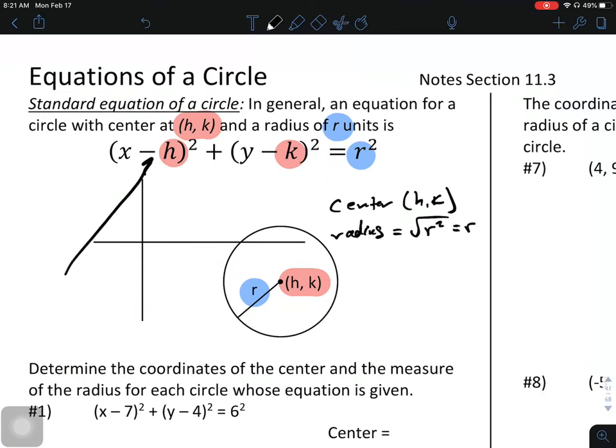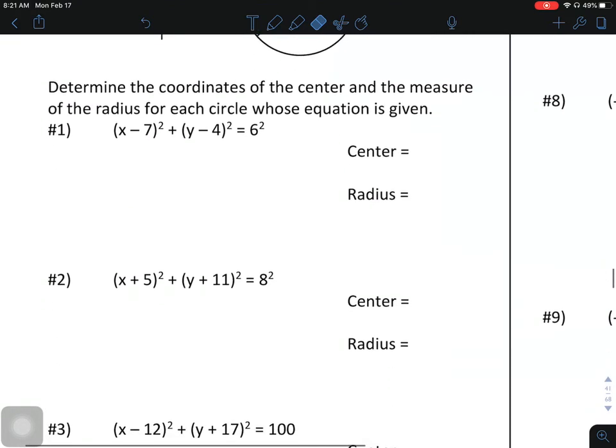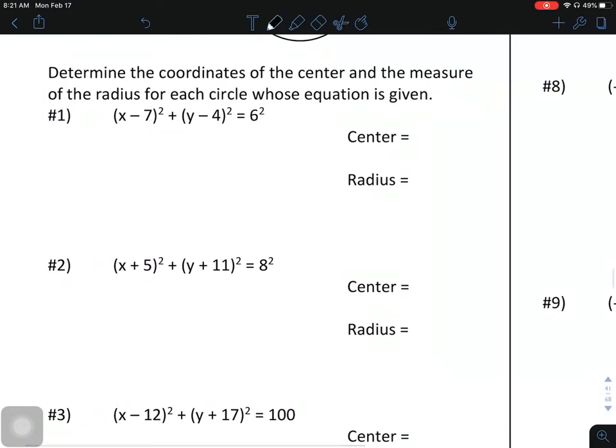Notice this formula, this general equation of a circle, has minuses in it, subtractions. That's x minus some number. That number could be positive or negative. Let's see if we can look at an example and make some sense of this. Determine the coordinates of the center and the measure of the radius of each circle whose equation is given.